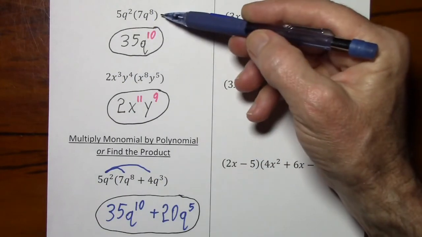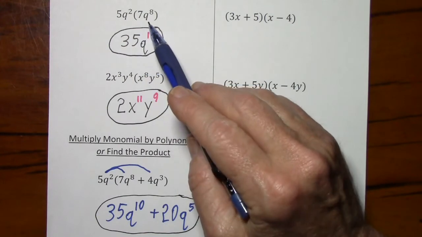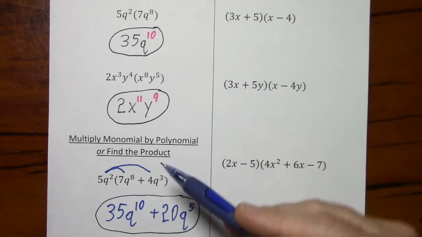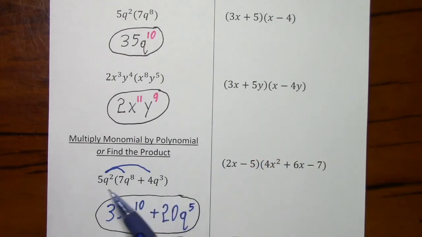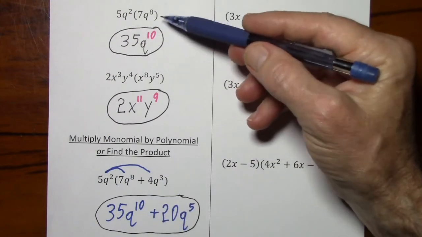And notice with this example and this example, we had 5q squared times 7q to the 8th. But down here we were simply adding another term, so we just distributed to that as well. But we get 35q to the 10th for the first term in both cases.